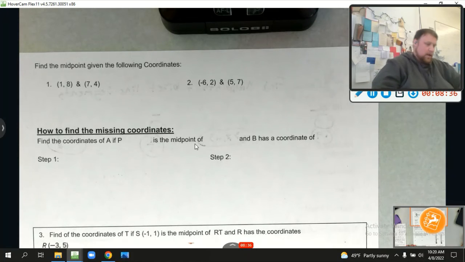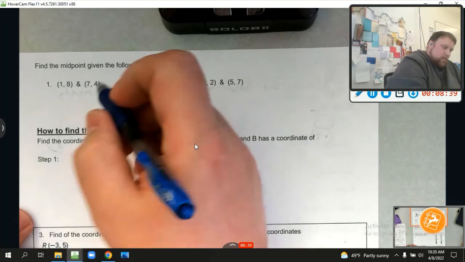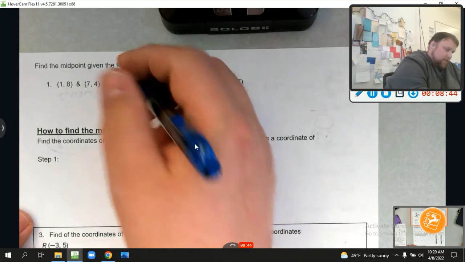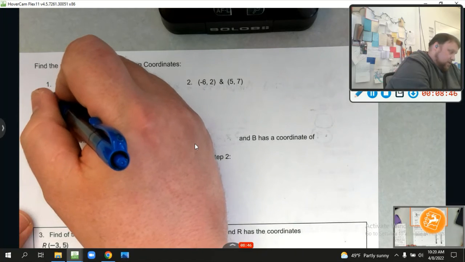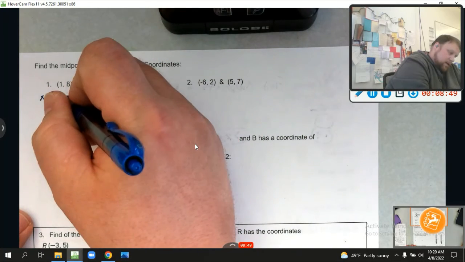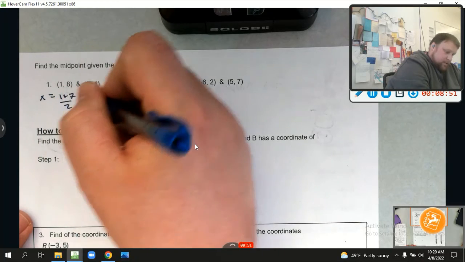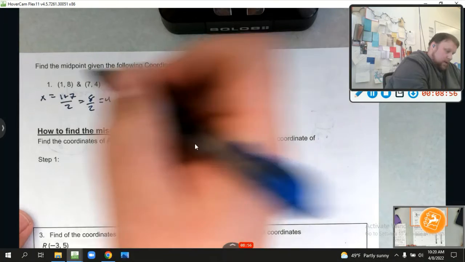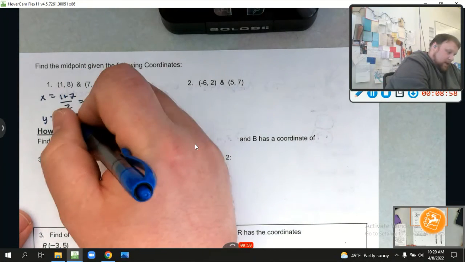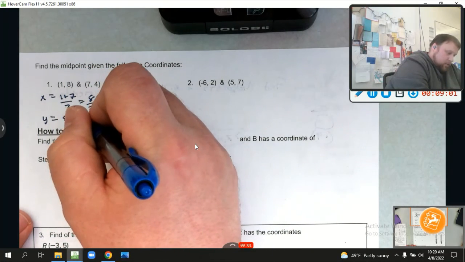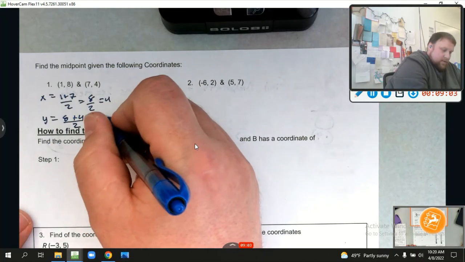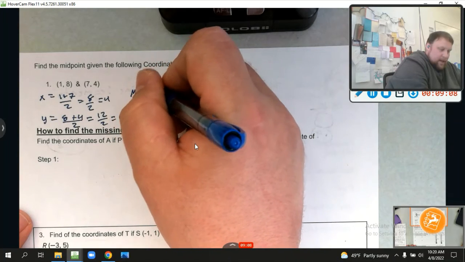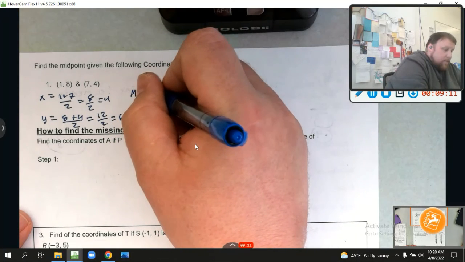And that one more together says, all right, we have 1, 8 and 7, 4. So to find my x value, I'm going to get 1 plus 7 over 2, which equals 8 over 2. And that is 4. To get my y value, I'm going to add them. 8 plus 4 over 2 equals 12 over 2 or 6. So now I know that my midpoint is at 4, 6. There we go.